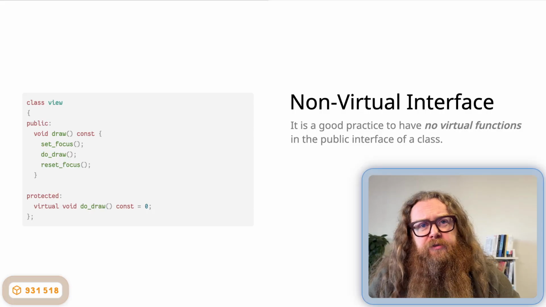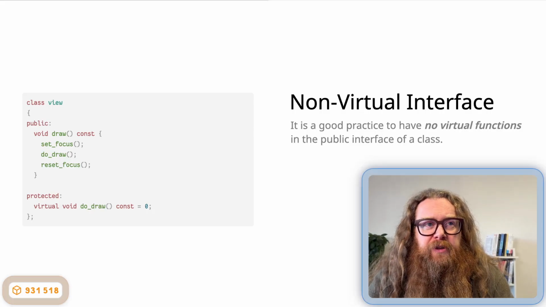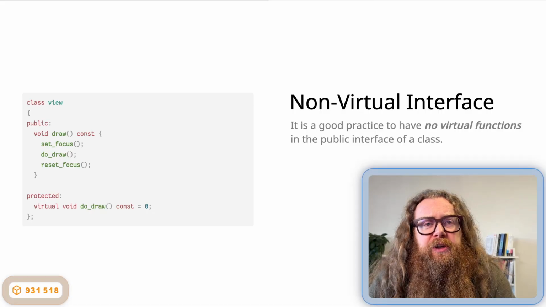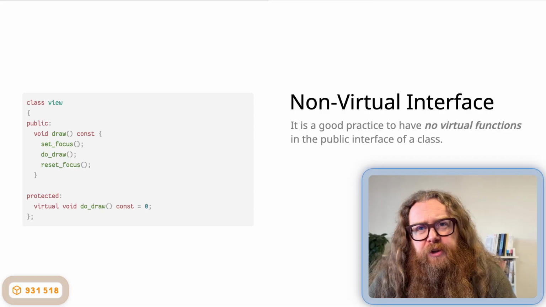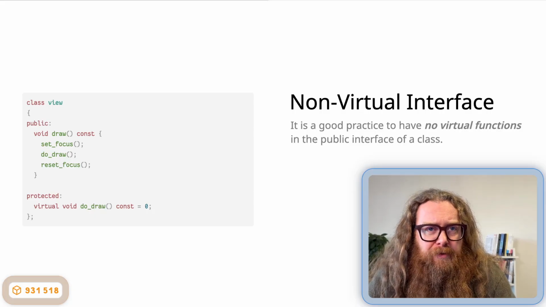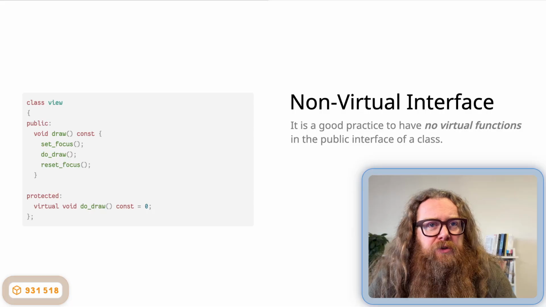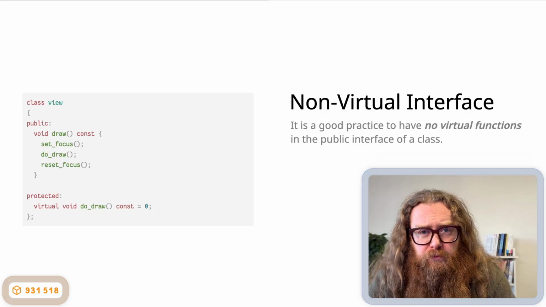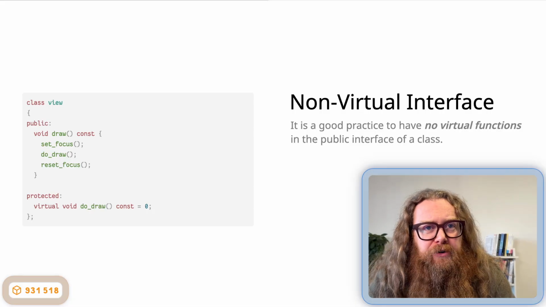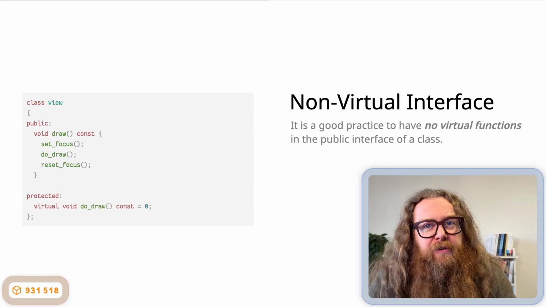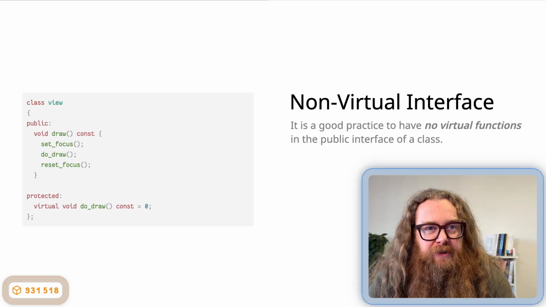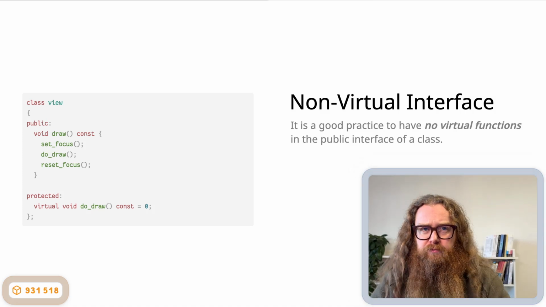We also have seen this code example before. This was the template method example. Here you see, when I give you a view, what can you do with the view? Well, you can call the member function draw. Therefore, draw is considered part of the interface. Can you also call the doDraw function? No, you cannot, because it's protected. Therefore, the doDraw function is not part of the class interface, at least not the public interface.